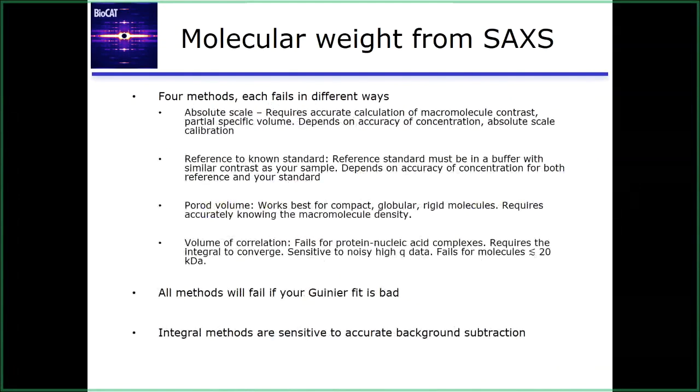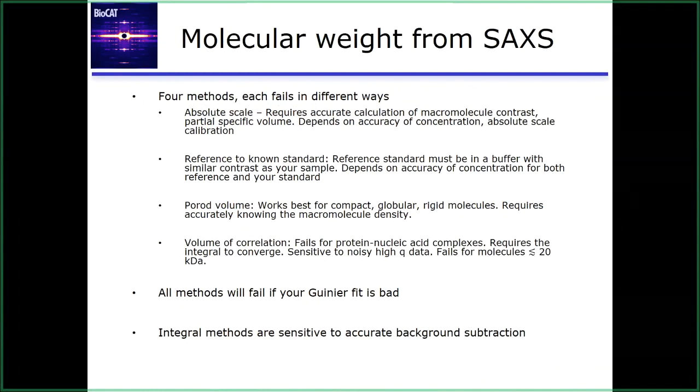All 4 methods, though, fail in different ways. They also all fail in the same way. If your Guinier fit is bad, all of them depend on I of 0. One of them depends on Rg. None of them are going to work if you have a bad Guinier fit. So if you have aggregates or something else affecting your sample down there, you cannot trust these estimates of the molecular weight.